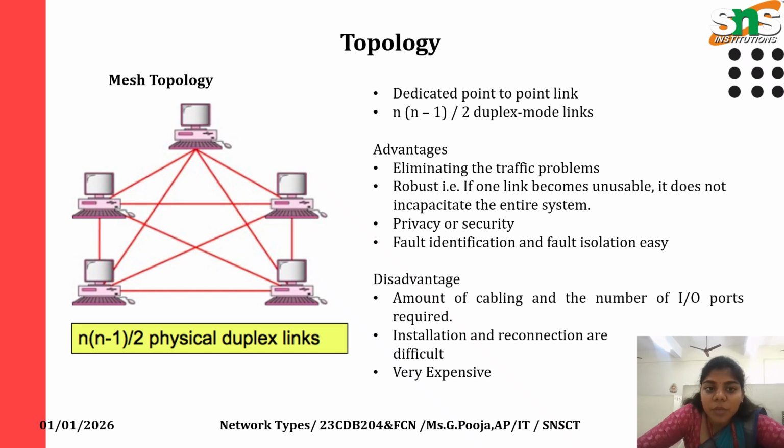When it comes to the first topology, mesh topology, each device will be connected to all the other devices. Here the number of devices is taken as n. When we substitute in the formula n times (n minus 1) divided by 2, we get the total number of links.